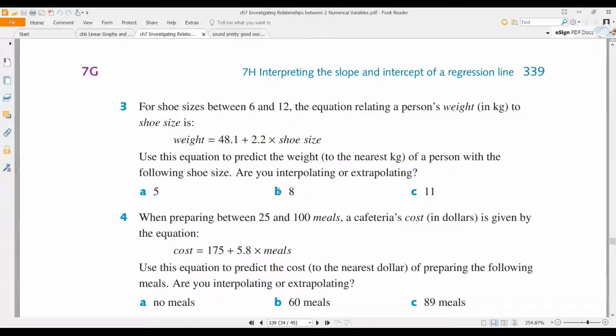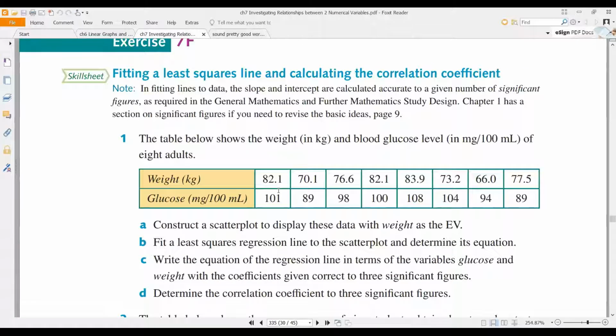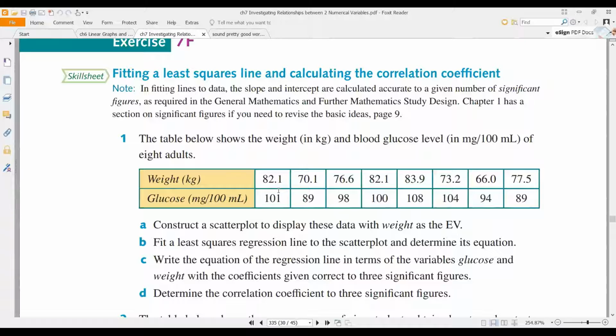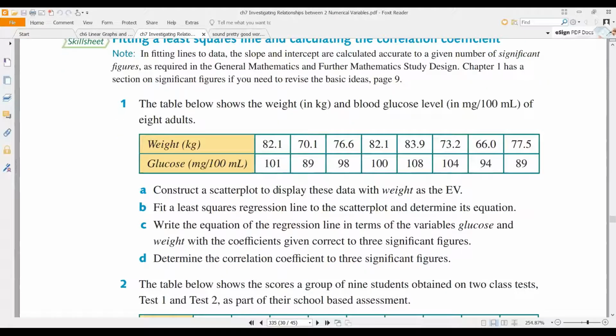So what I'm going to do here is, actually, this is the 7F. So fittingly, if you look here, the table below shows the weight in kilograms.